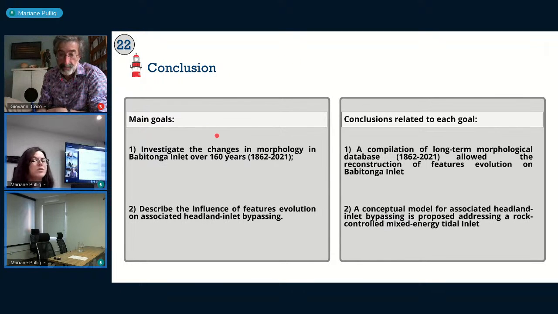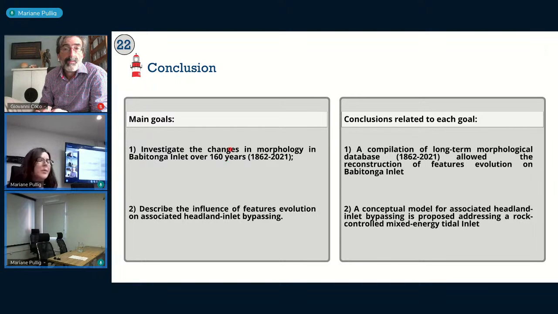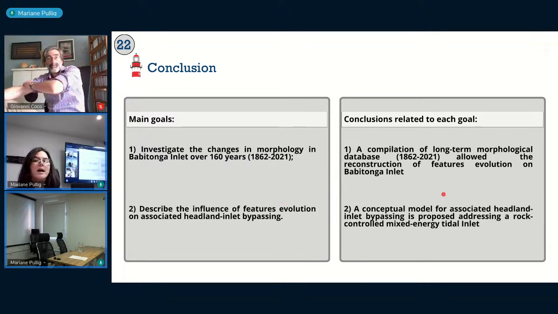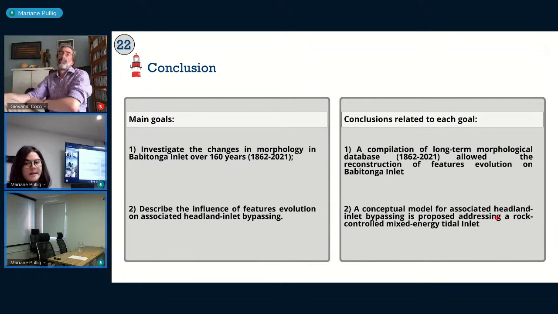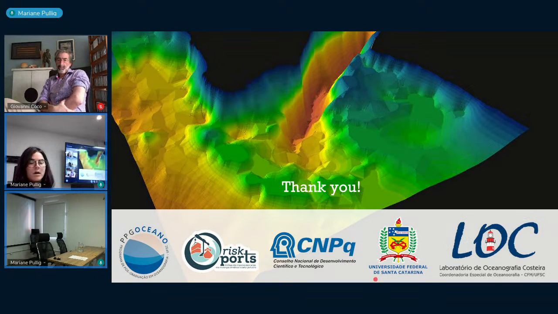To sum up, we have those two main goals, which were to investigate the change in morphology over 160 years in Babitonga Bay Inlet, and to describe the influence of those features' evolution on associated headland inlet bypassing. We did this compilation that results in a long-term morphological database that allows us to reconstruct the features' evolution on Babitonga Inlet and elaborated the conceptual model for associated headland inlet bypassing that was proposed in addressing a rock-controlled mixed energy tidal inlet. That's it.